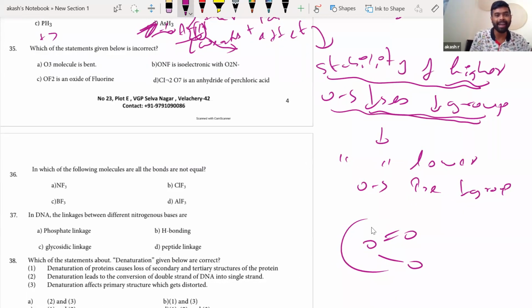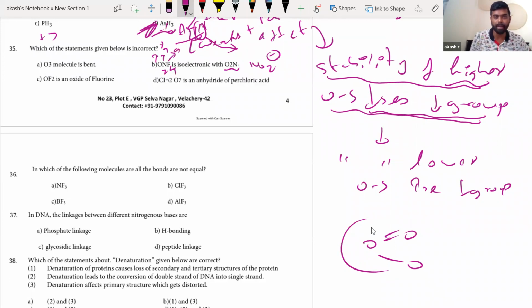Okay. ONF is isoelectronic with NO2 minus. I think they are asking about NO2 minus, there's a printing mistake. Just check the number of electrons in here. Oxygen has atomic number 8, nitrogen has 7, fluorine has 9. So 8 plus 7 is 15, 15 plus 9 is 24.